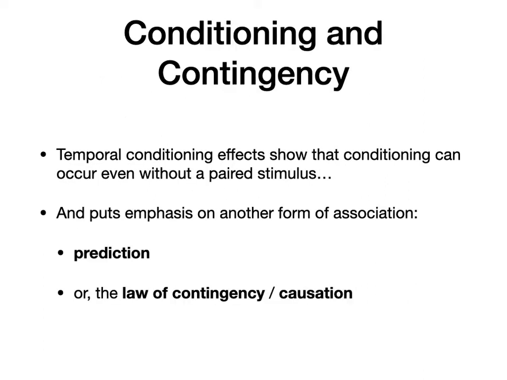So this is the idea of contingency coming into play, right? Temporal conditioning effects show that conditioning can occur even without a paired stimulus. So what we're seeing is that prediction is key. The law of contingency and causation is what we're entering into here. It's not just paired together, it's predictive power. And remember, that's very much like what we've talked about with hypotheses, right? Being able to test hypotheses in the world.